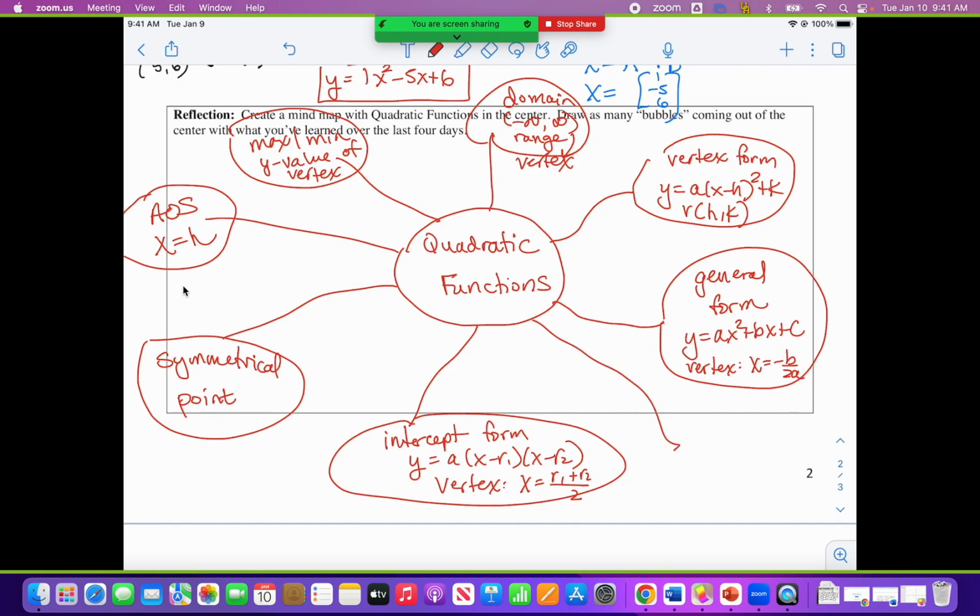Ooh, let's talk about to find an x-intercept, we let y equal 0. To find a y-intercept, let x equal 0. We've worked on that. All right, I think those are the biggies.